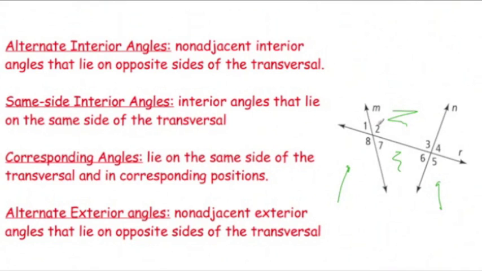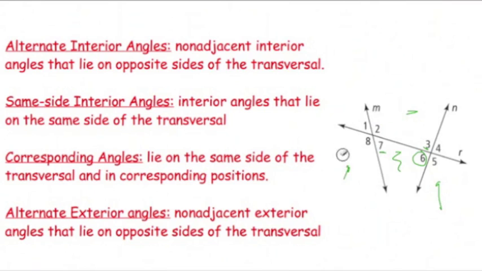So let's take a look here. Let's say I have 2. That's on the interior, and it says opposite sides of the transversal, but inside. So opposite of this, and it also says non-adjacent. These are right next to each other, that's adjacent. So 2 and 6 are alternate interior angles. What's another set? Opposite 7, but not adjacent, would be 3. So 7 and angle 3 would also be alternate interior angles.